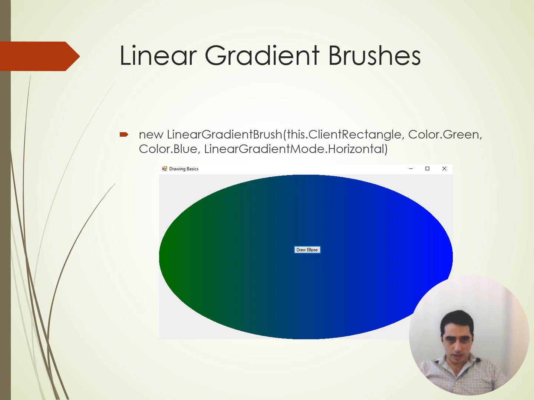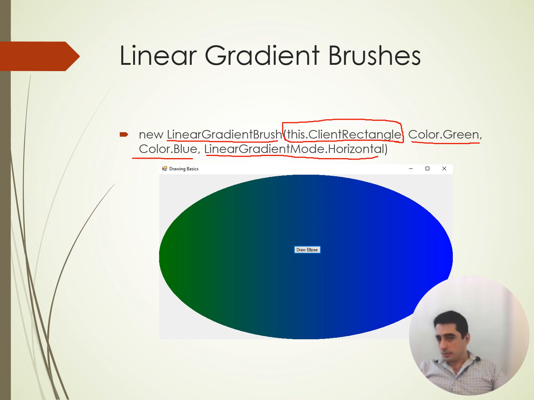You can say, let's create a new linear gradient brush. Pass the rectangle that this brush is going to be applied to, pass the first color on the left side, pass the second color on the right side, and then specify the linear gradient mode, either horizontal or vertical. And then, this will happen. If I use this brush to fill my ellipse, I will see this shape.